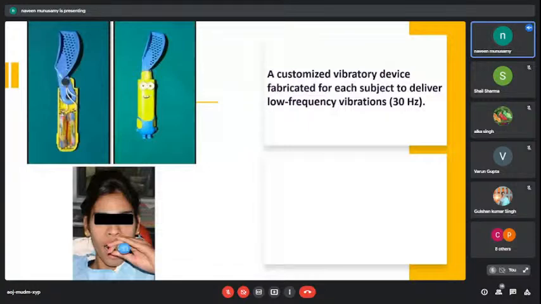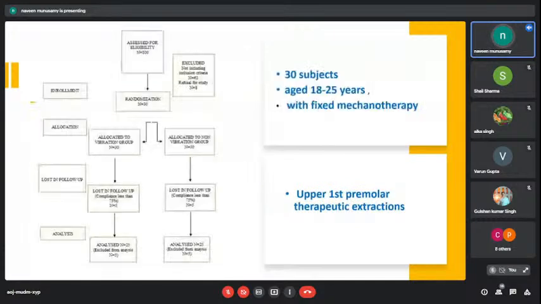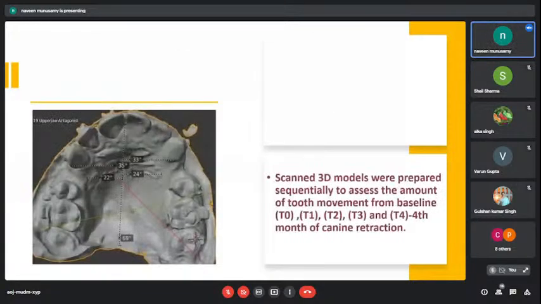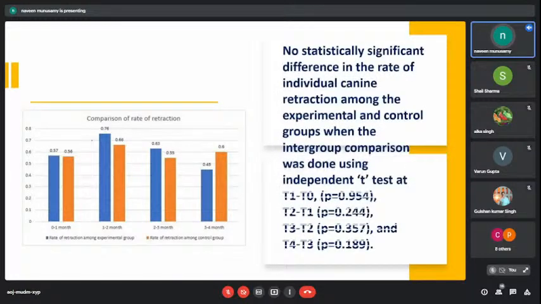So this was a single center split mouth randomized clinical trial. We included 30 subjects, and we did the measurements on laser 3D scan models. In this study also, we observed that there was no effect of the vibratory device on the rate of orthodontic tooth movement. Presently, there is no evidence to show that vibration has an effect on the rate of tooth movement.